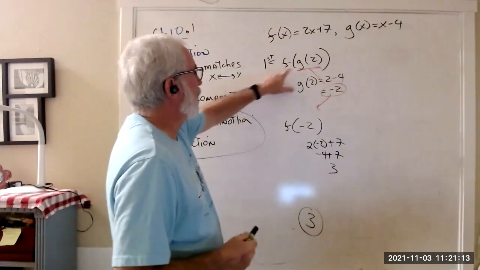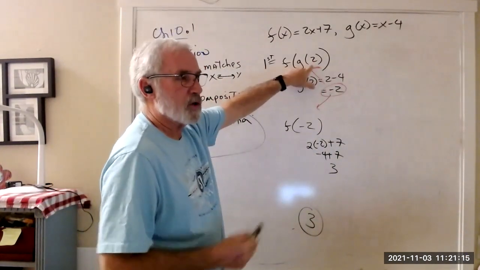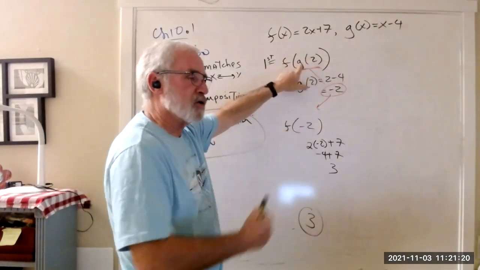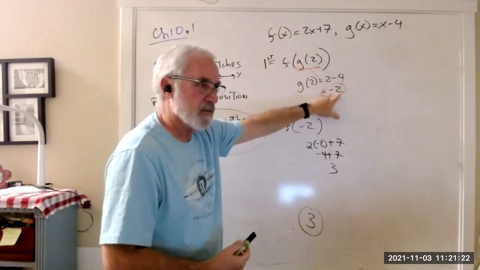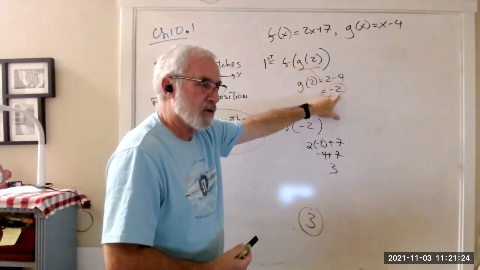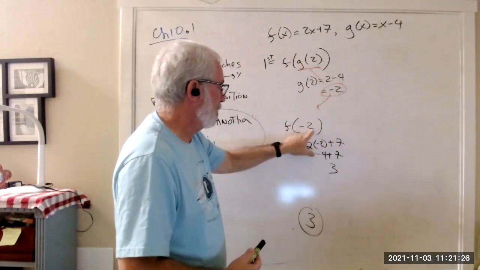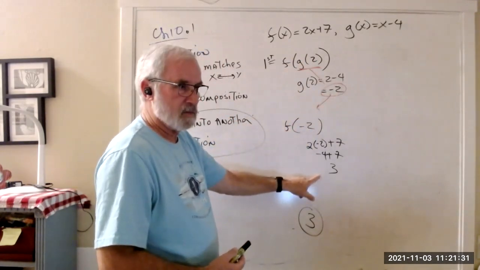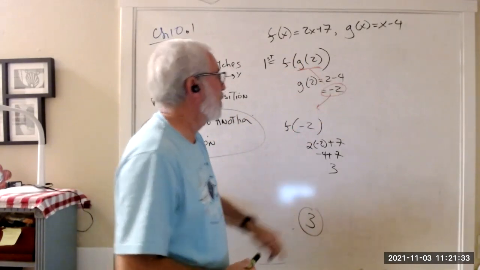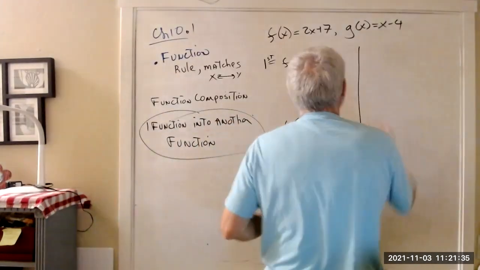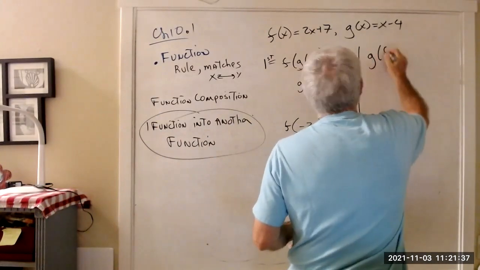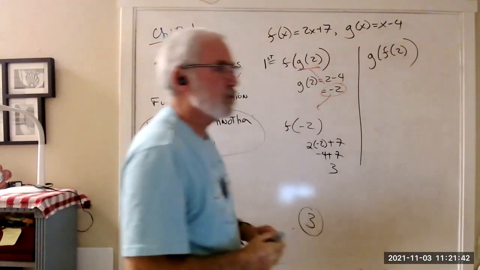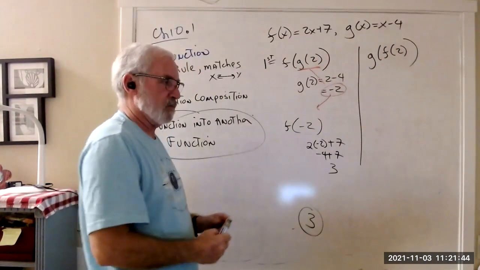So f of g of 2: we start on the inside. Take 2, plug it into the g function, see what you get. Take that answer, plug it into the f function, see what you get. Okay, I want you guys to try g of f of 2. Start with 2, plug it into the f function.